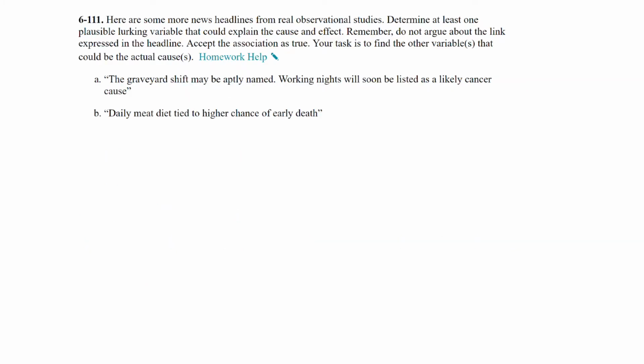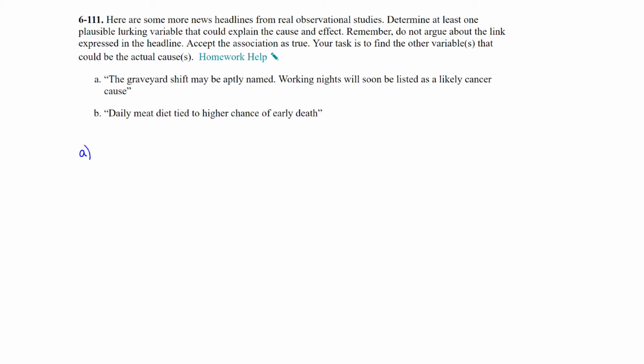Question 111. Here are some more news headlines from real observational studies. Determine at least one plausible lurking variable that could explain the cause and effect. Remember, do not argue about the link expressed in the headline. Accept the association is true. Your task is to find the other variables that could be the actual cause or causes.